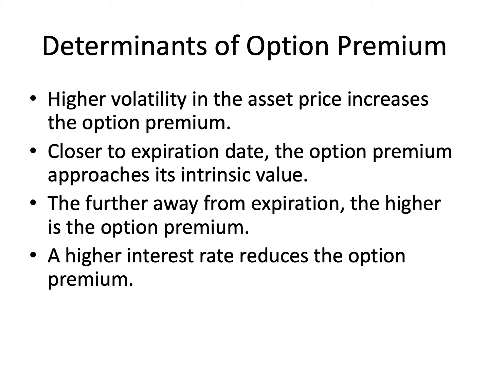So what's the determinants of the option premium? The more volatile the asset price is, this will increase the option premium, according to the Black-Scholes model. The closer you are to expiration date, the option premium will approach its intrinsic value. The further you are away from expiration, the higher is the option premium. And obviously a higher interest rate reduces the option premium because it impacts on the present value.